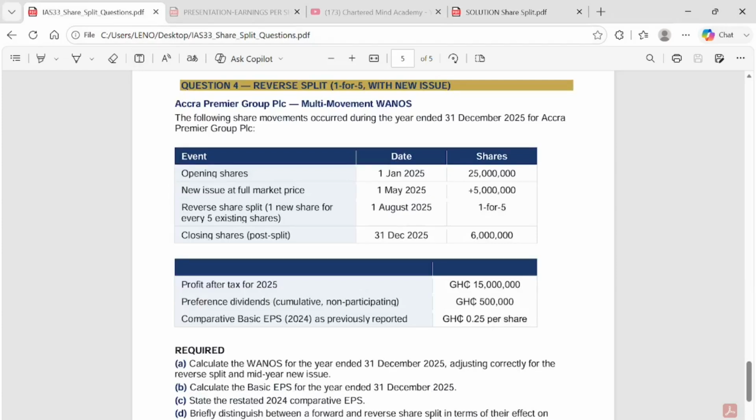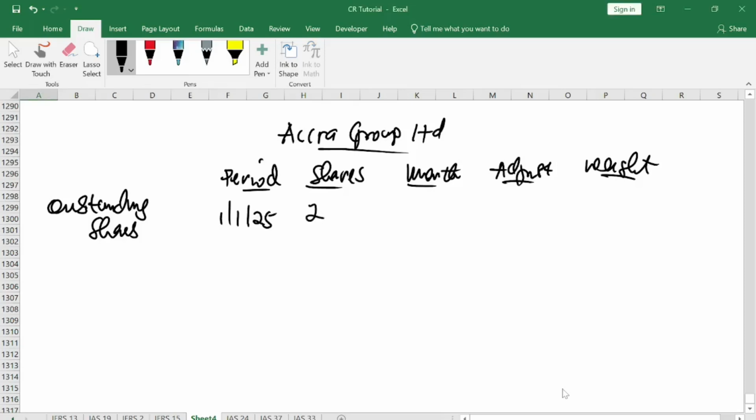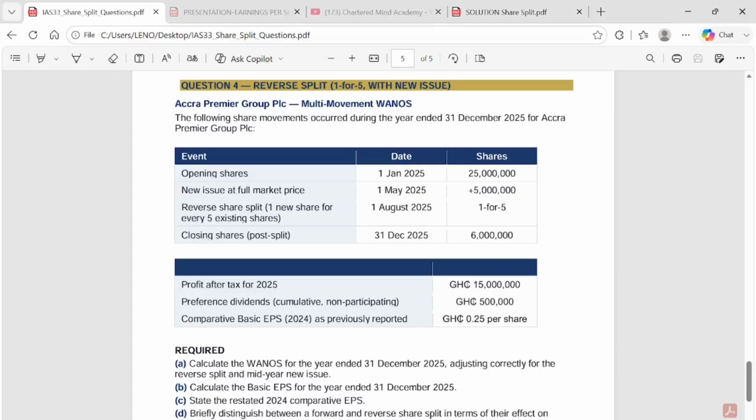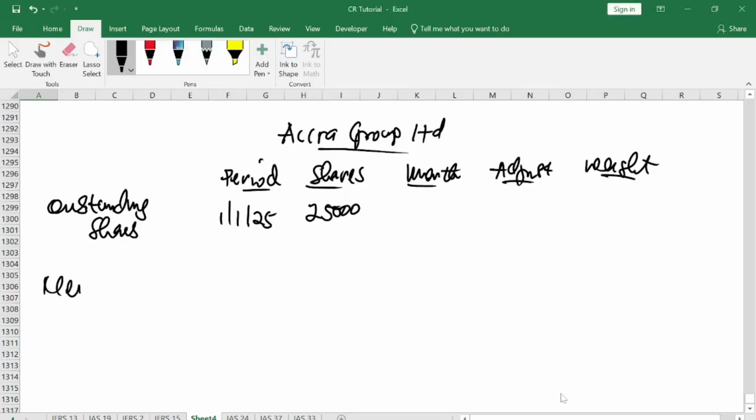On 1st January 2025, the outstanding shares were 25 million. So let's say 25,000. Then did they buy new shares? Let's check. They issued at full market price on 1st May 2025. How much? About 5 million. So when you are done, then you add it.